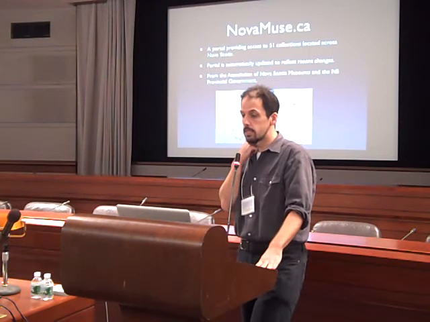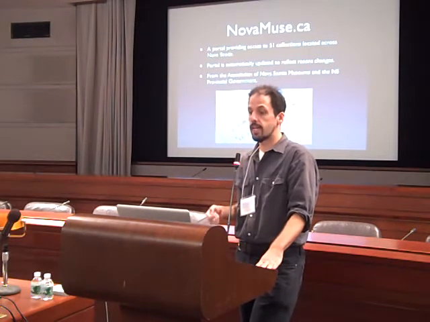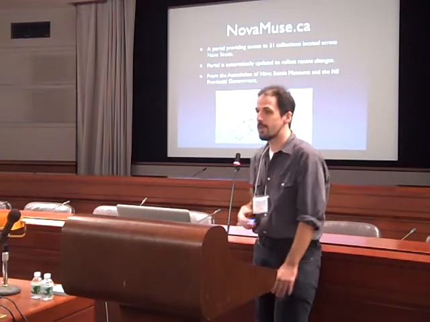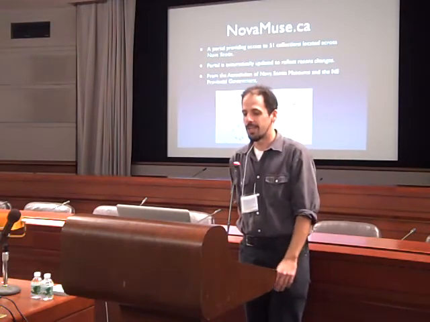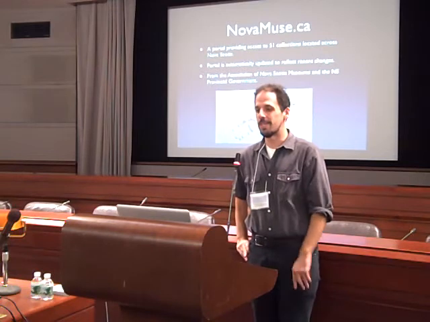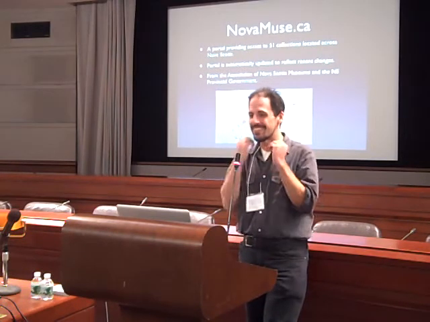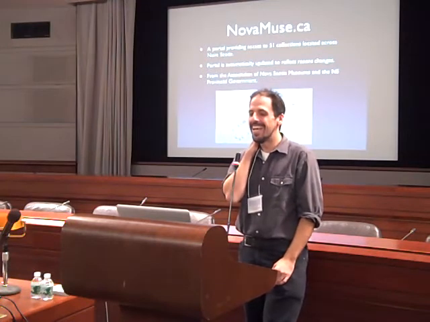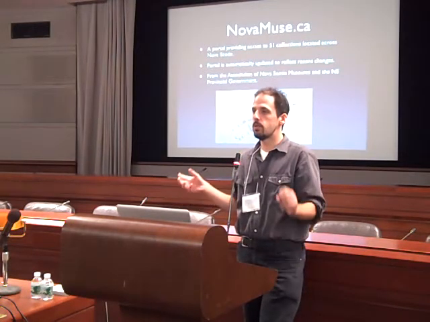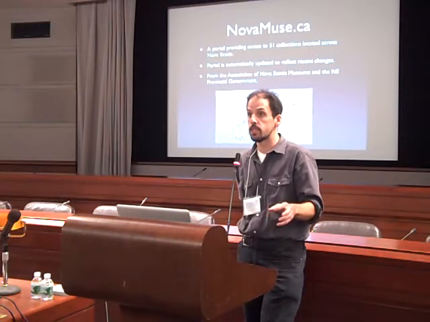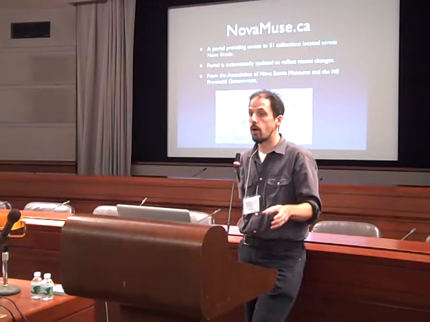Nova Muse is a portal providing access to 51 collections that are located across Nova Scotia. As you can see from the map, they're really scattered all across Nova Scotia. The bits where it's empty are the bits where no one lives. And if you've been to Nova Scotia, you can see that. It's a portal. So you have 51 museums that are all members of a consortium called the Association of Nova Scotia Museums. They all use CollectiveAccess.